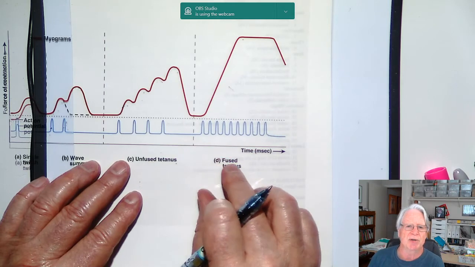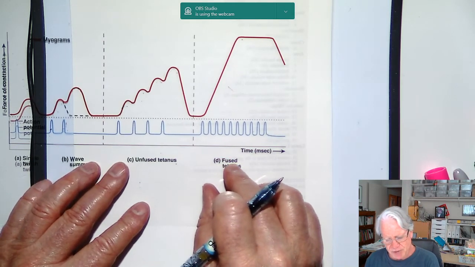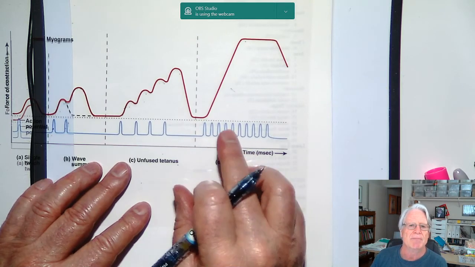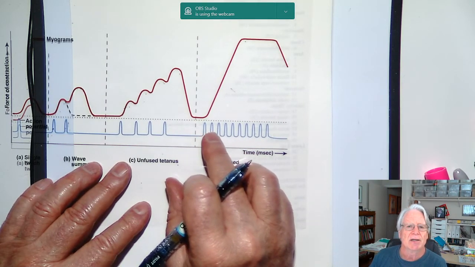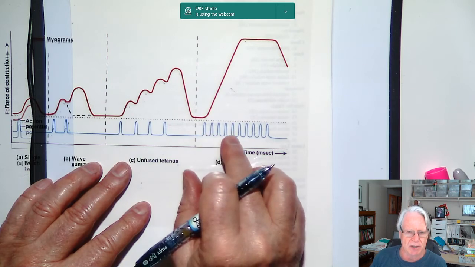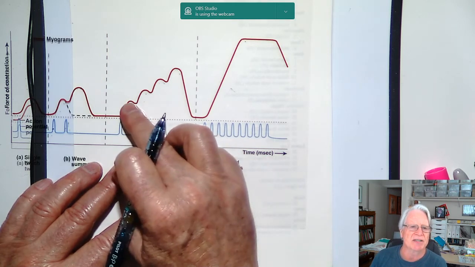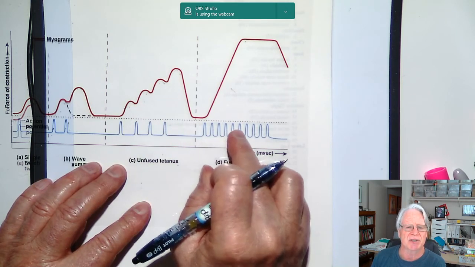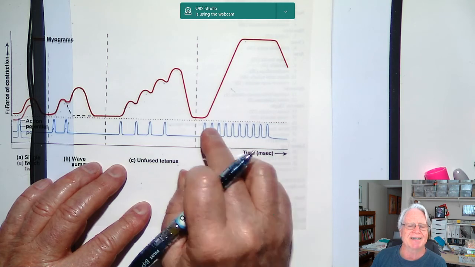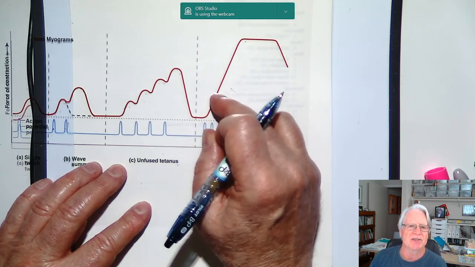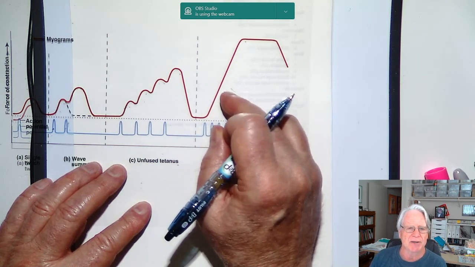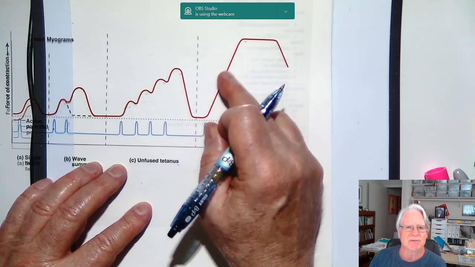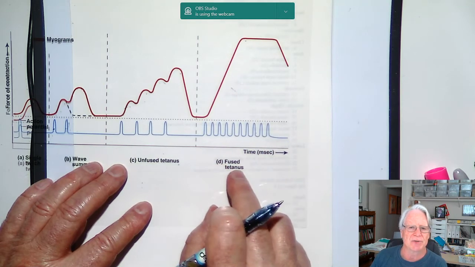And that's what we call fused tetanus. Fused tetanus is the idea that you're delivering the stimulus at the exact proper rate that prevents the decrease in force from happening. So each additional stimulus is happening exactly at the time when it prevents that decrease in the amount of force. So there's no relaxation. It's just a constant increase in force. And that's what we call fused tetanus.